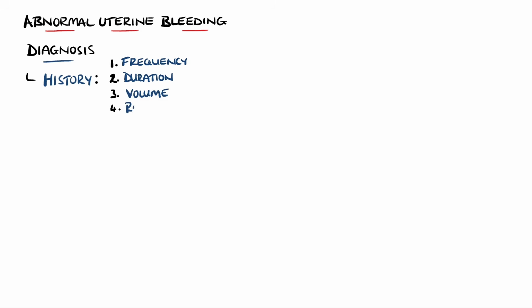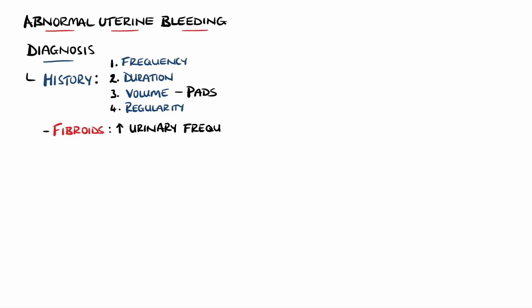The history will help narrow down this wide range of causes and should also include details on the frequency, duration, volume and regularity of the menses. The volume may be hard to quantify and therefore may be expressed as having to change pads or tampons at a high frequency, such as every hour.